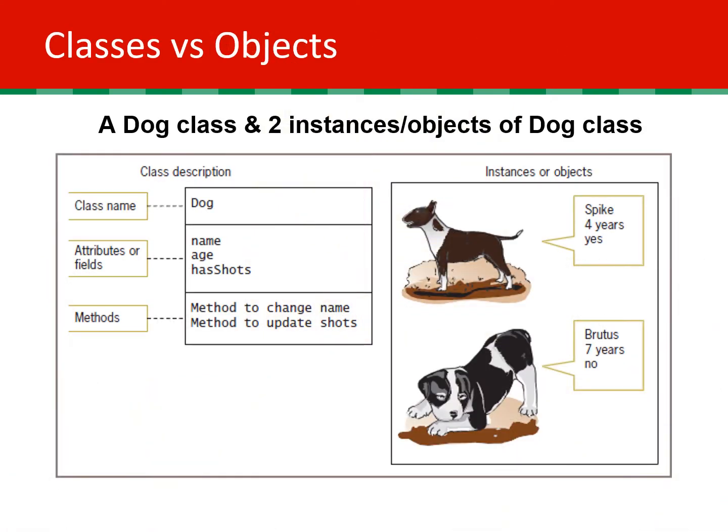Okay, this is another example. Let's say you have a class for dog. All these attribute names are related to dog, and all these methods here are also related to dogs, and you can create many objects, many instances. Each one will have slightly different data, different state, and different method.